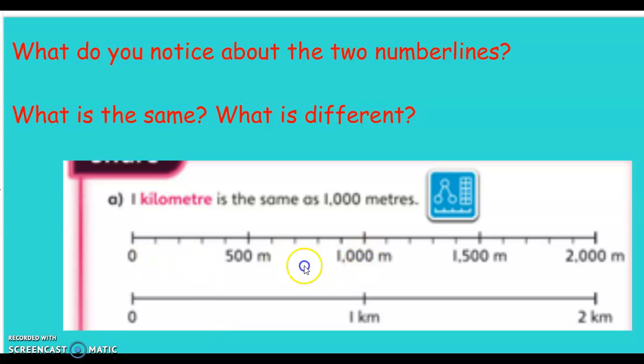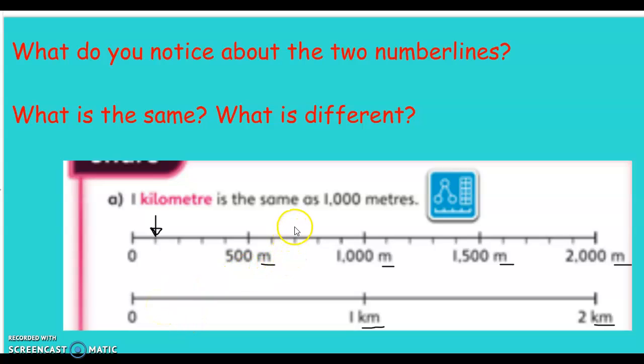So on the top number line, first of all, I noticed that it's written in meters this time. And on the bottom number line, it's written in kilometers. And I can also notice that there's a lot more intervals on the top number line than the bottom line. The bottom number line only has 1, 2, 3. The top number line has 1, 2, 3, 4, 5, 6, 7, 8, 9, 10, 15, 20 intervals. So how many meters do you think are here on the number line?